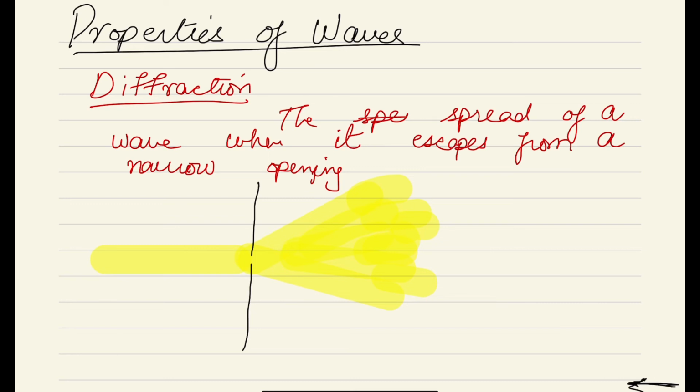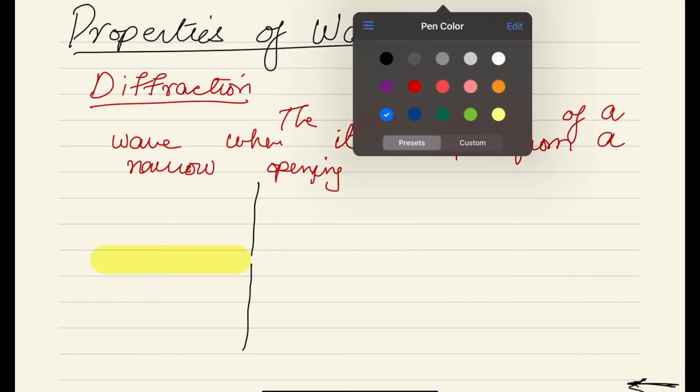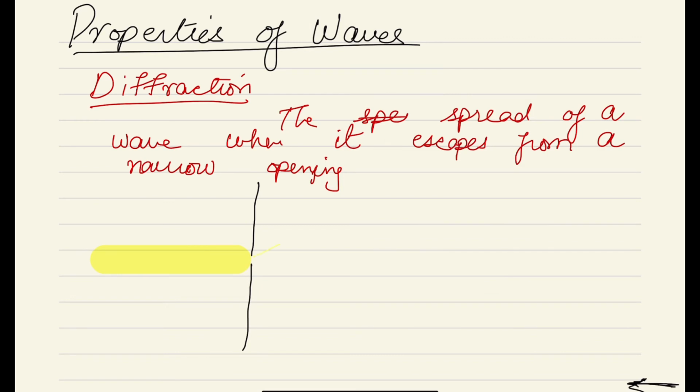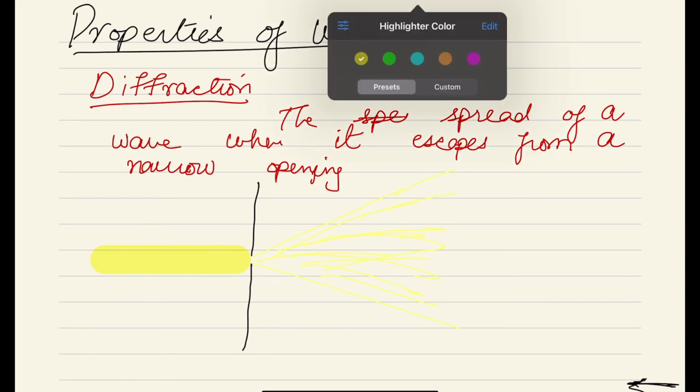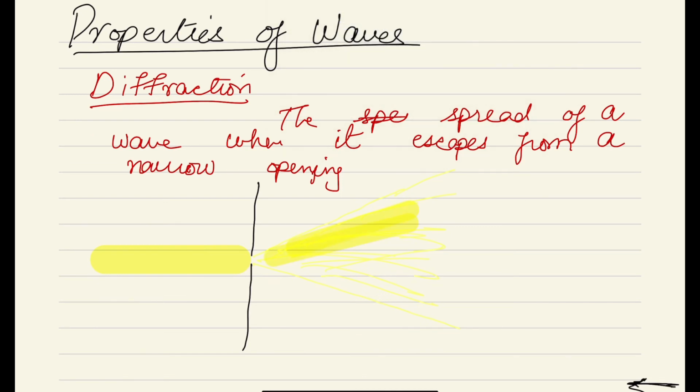Obviously this is a bit inaccurate figure. Let me just correct it. So it will spread from this narrow hole like that in all the directions. So this spread is represented by diffraction. There you go. So in this way, the waves diffract.